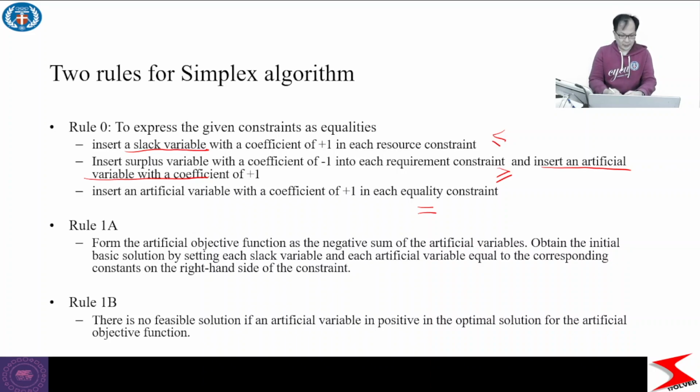Rule 1a, form an artificial objective function as a negative sum of artificial variables. Try to obtain the initial basic solution by setting each slack variable and each artificial variable equal to the corresponding constants on the right-hand side of the constraint. Rule 1b, there is no feasible solution once an artificial variable is positive in the optimal solution for the artificial objective function.